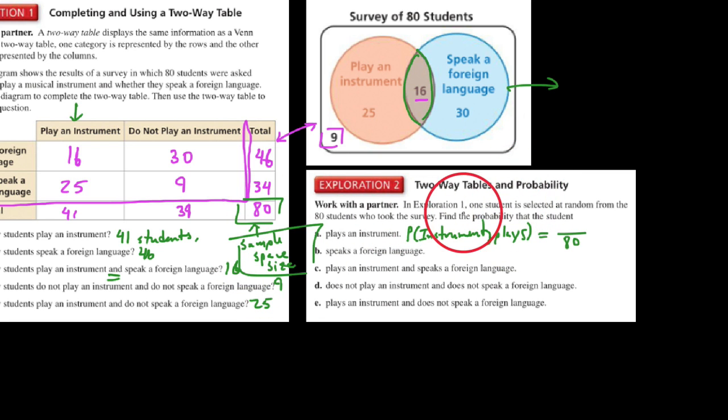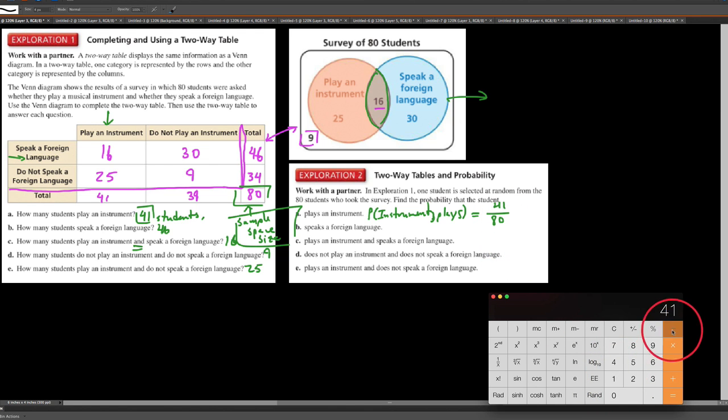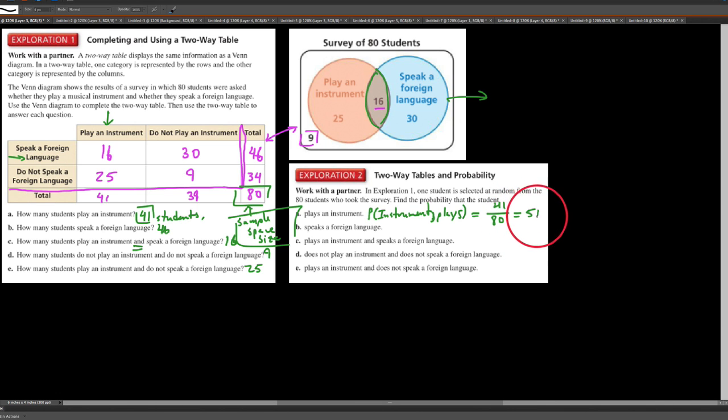So we'd say, well, how many people play an instrument? Looking over here, it's this 41 that we got right here. So we say 41 divided by 80. And of course, we'd want to pull out a calculator here, and we should get a percentage that's a little bit bigger than a half. We get about 51.25% chance, okay?